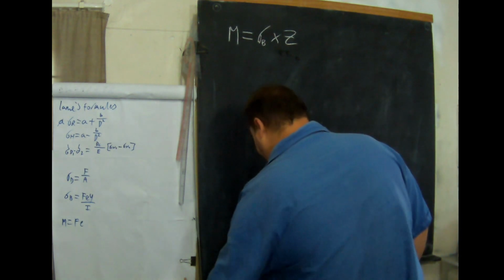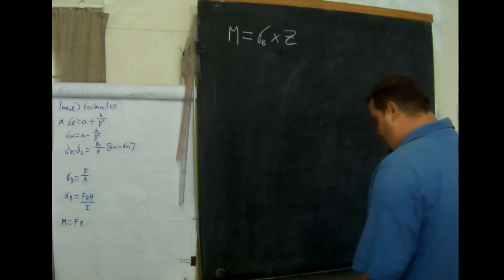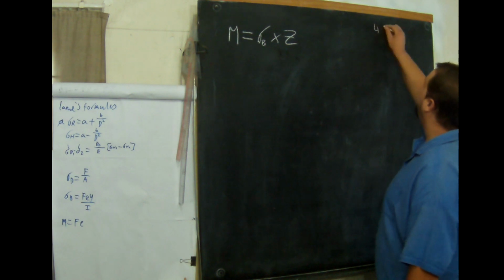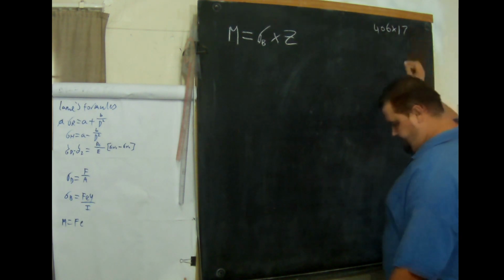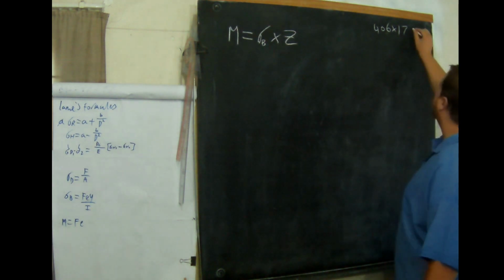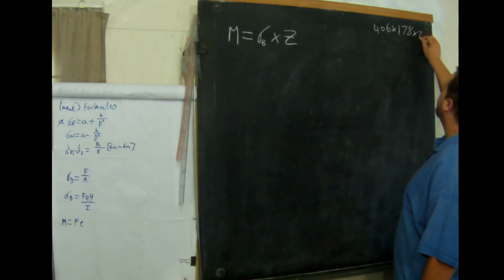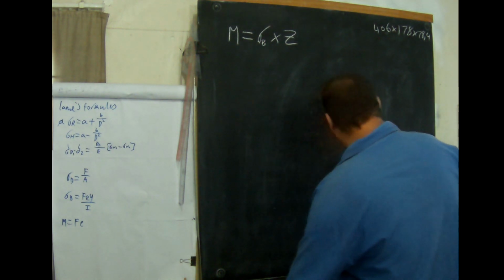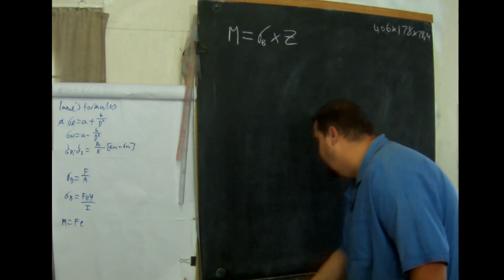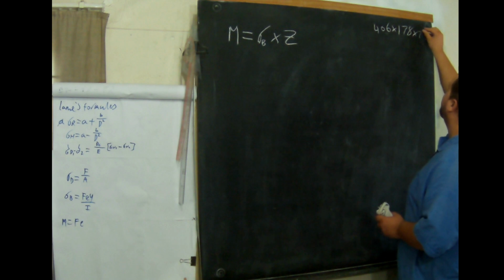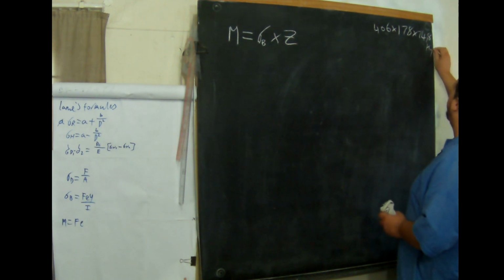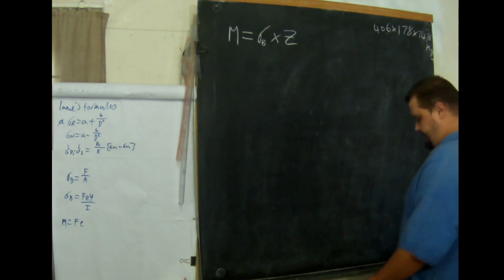Okay, now values to the left, values to the right. So 406 by 178 by 78,4. Sorry, 74,8. 74,8 kg per meter.